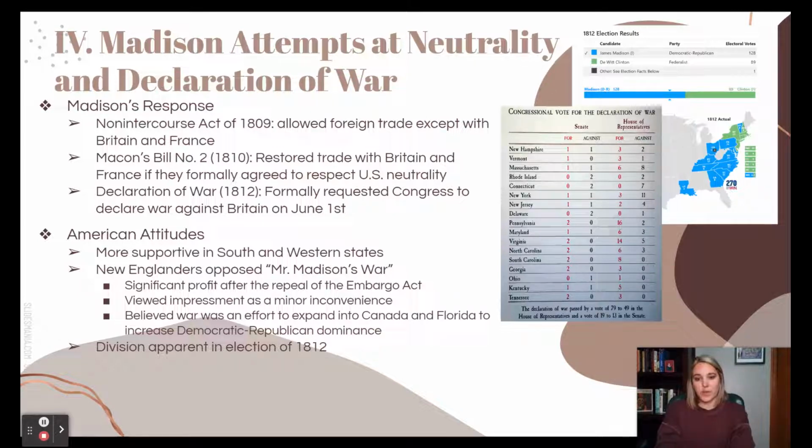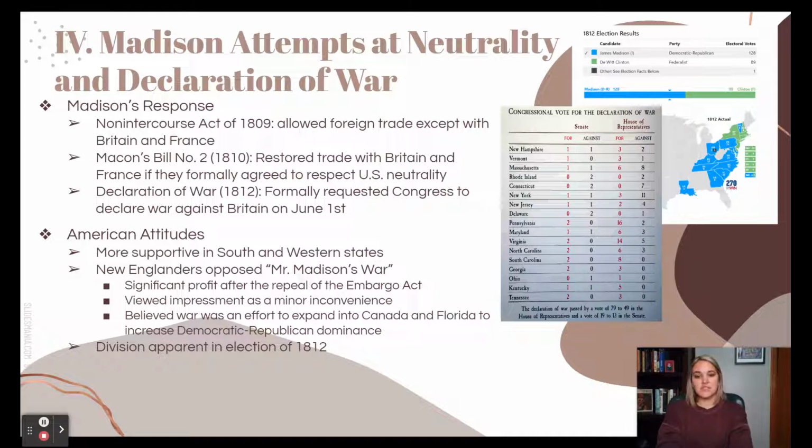And some of the reasons why they opposed the war was because after the Embargo Act was repealed, they were making profits again. The economic crisis had been averted, and impressment they viewed as more of a minor inconvenience than a reason to go to war. And they believed that this was more of a ploy for Democratic Republicans to become dominant by expanding into territories like Canada and Florida that would further support for the Democratic Republican Party.